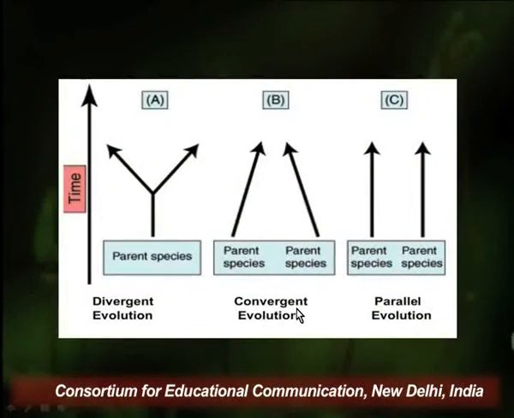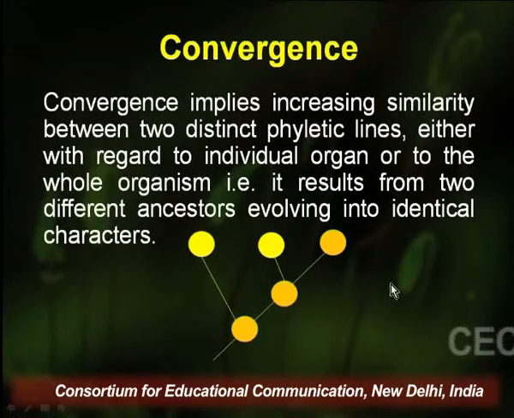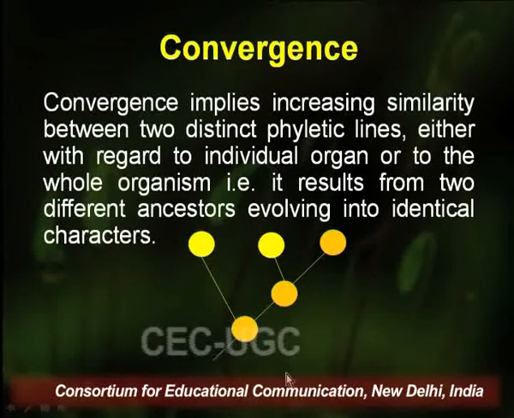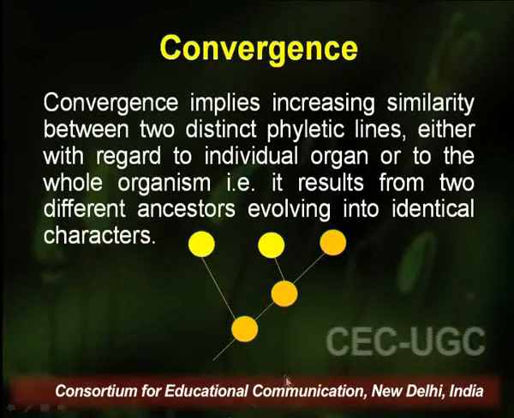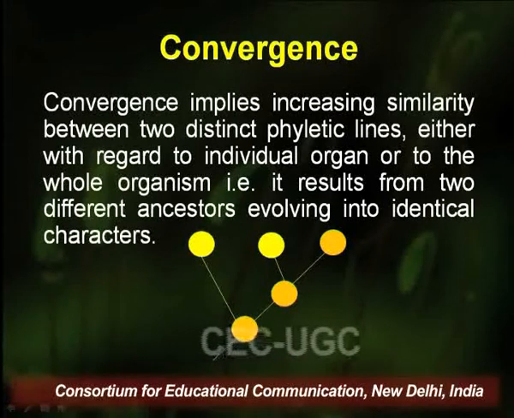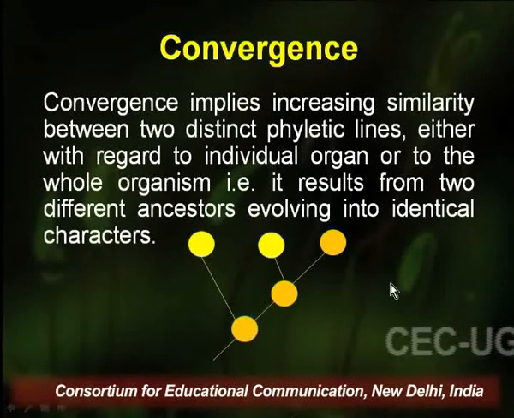This slide shows the parallel evolution where the two plant species evolved parallelly depending on the timeline, and they reached the same point where the derived character was similar, but they were not related based on ancestry. Now, if we talk of convergence, convergence implies increasing similarity between two distinct phyletic lines, either with regard to an individual organ or even the whole organism. That is, it results from two different ancestors evolving into identical characters.